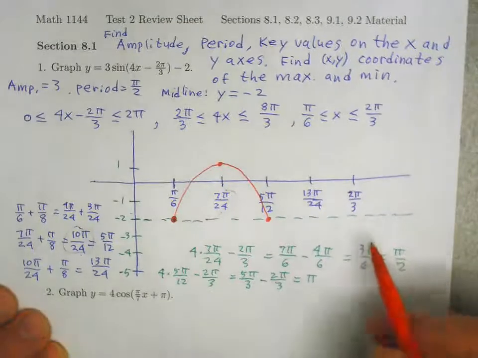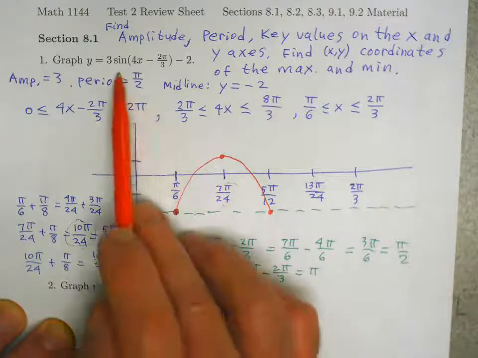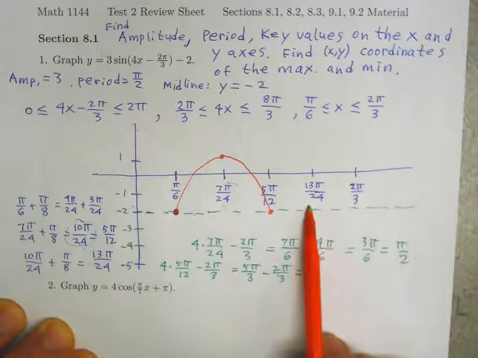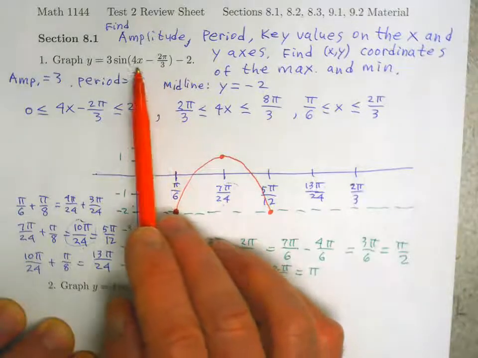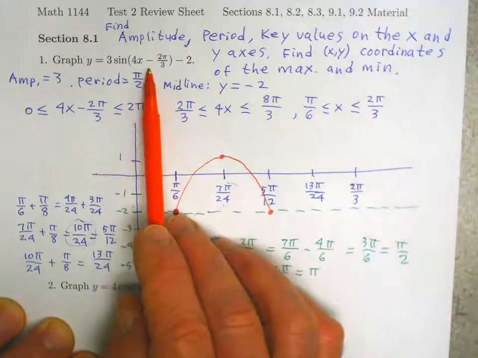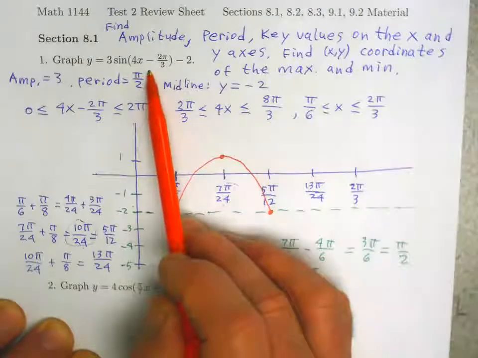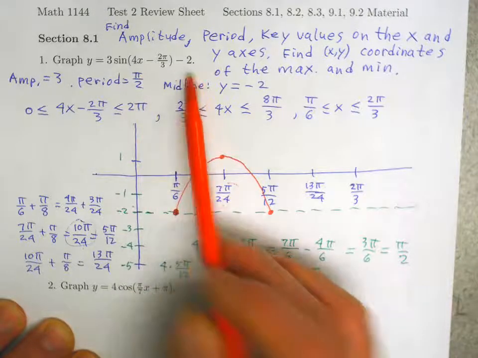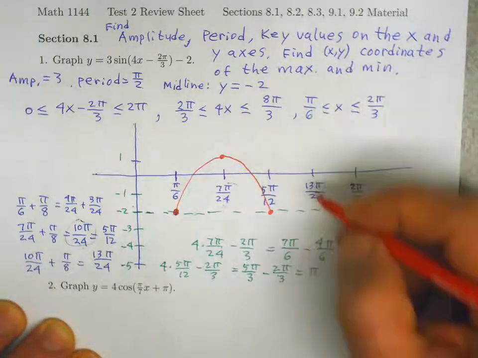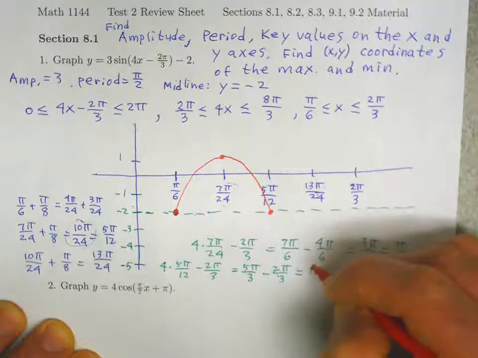Okay, let's do the next couple a little bit more rapidly. When x is 13 pi over 24, 4 times 13 pi over 24 is 13 pi over 6. And 13 pi over 6 minus 2 pi over 3, that's 13 pi over 6 minus 4 pi over 6, which is 9 pi over 6, which is 3 pi over 2. And the sine of 3 pi over 2 is negative 1. So 3 times negative 1 is negative 3. Negative 3 minus 2 is negative 5. So I wrote all over the graph, but when x is 13 pi over 24, the y value is negative 5.